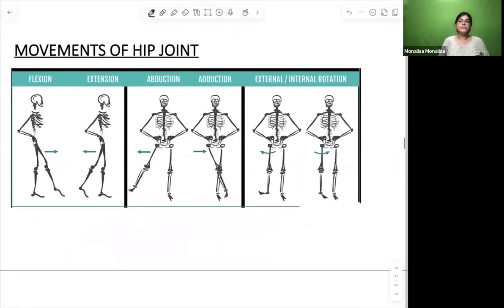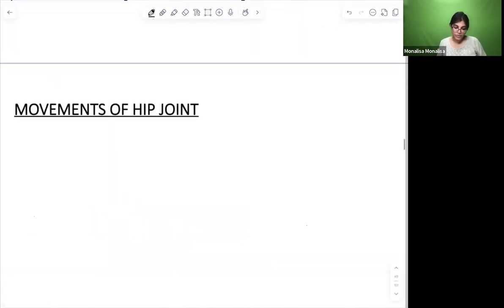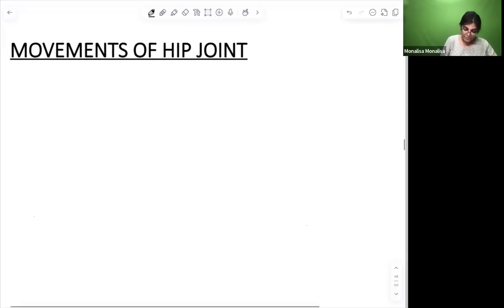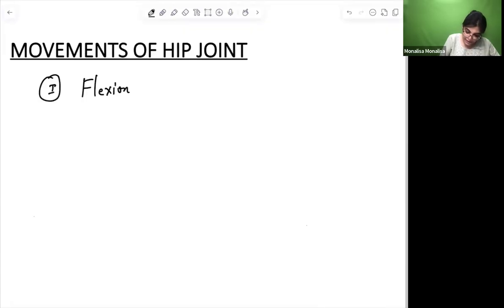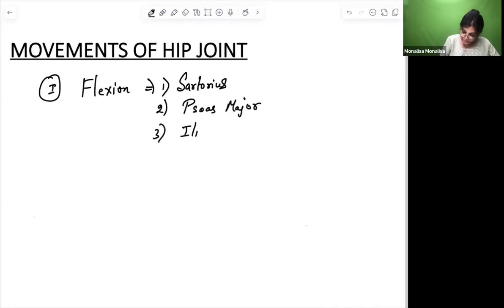Now, movements of hip joint. I want everybody to write that it's a multi-axial joint like shoulder joint. So please note down the muscles causing movements of the hip joint. Flexion of hip is done by sartorius muscle, psoas major, iliacus. Okay, I'm writing the major muscles. Also by pectineus muscle.